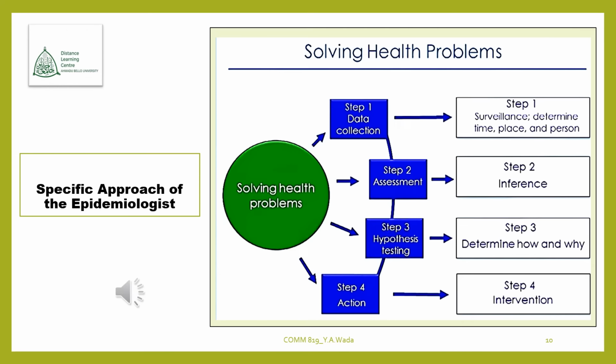Then finally, the epidemiologist takes action. In public health, this action is often known as intervention. We intervene to either prevent the disease or condition from spreading or continuing to occur, or to promote healthy behavior in the population. The epidemiologists recommend implementing some form of action at the population level.